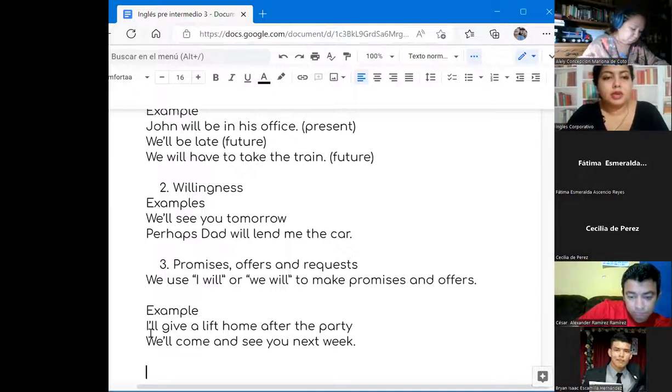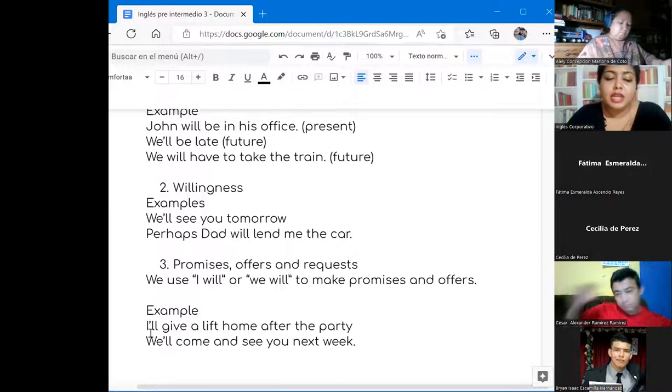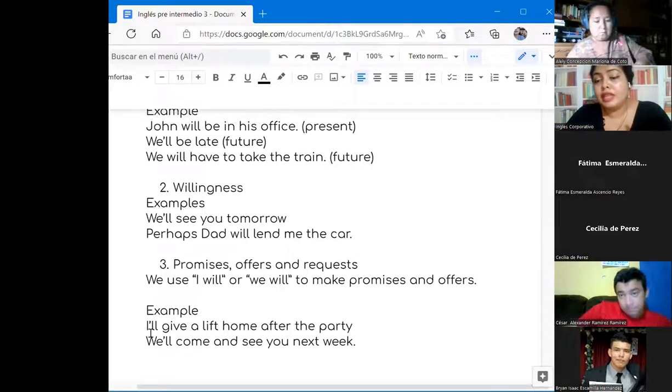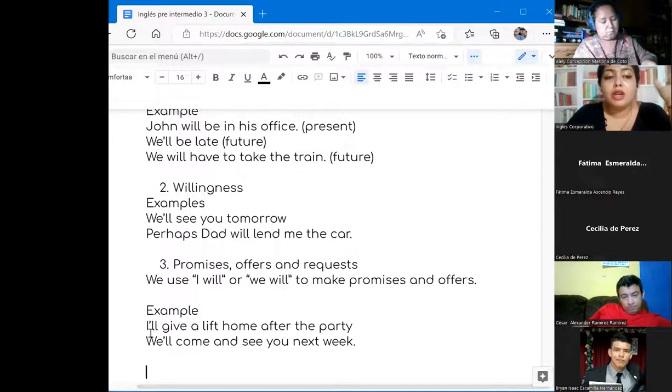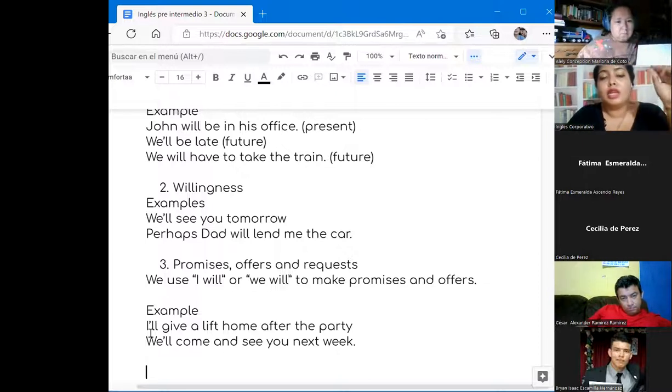And in this case, we are going to take a little information about the will, because in that case we are going to use it like a question, like the thing that I was saying at the beginning, to make requests. In that case, you need to make questions. You are not going to use positive statements. Para los requests, siempre van a ser preguntas. No podemos tener las oraciones positivas, sino que siempre van a ser preguntas.